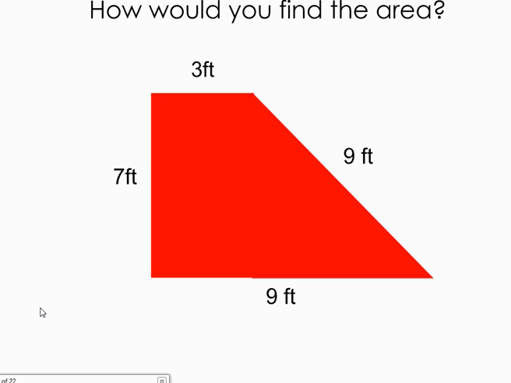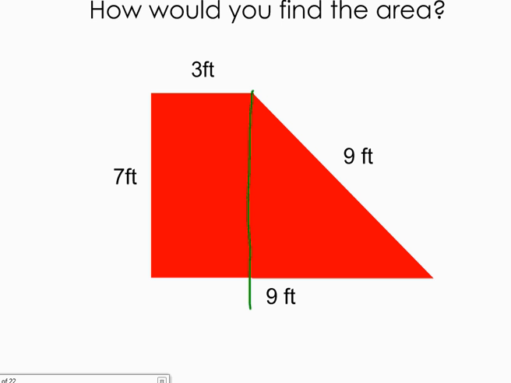So let's take a look at this one. On this one, we have an irregular shape. We have a 3-foot top, a 9-foot bottom, a 7-foot left side, and a 9-foot slope. If we needed to find the area, what we would want to do is figure out how we could decompose this into shapes that we can easily find the area of. So looking at it, I can tell that if I drew a line here, I would easily have a rectangle and a triangle. Now comes the part where I have a 9-foot base, and I know that it's base times height and half base times height.